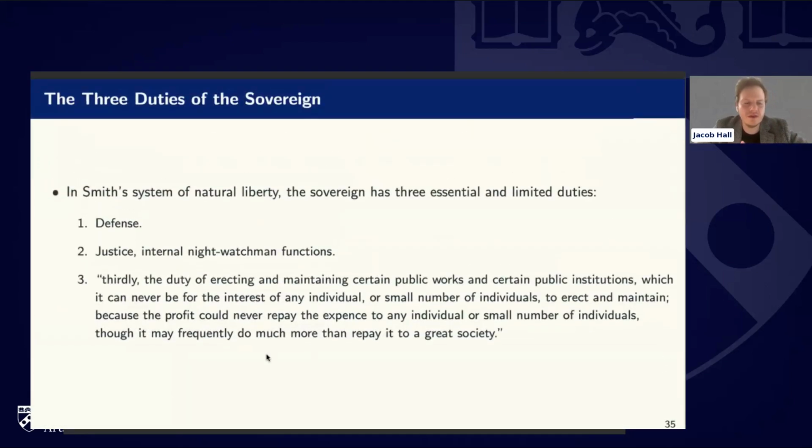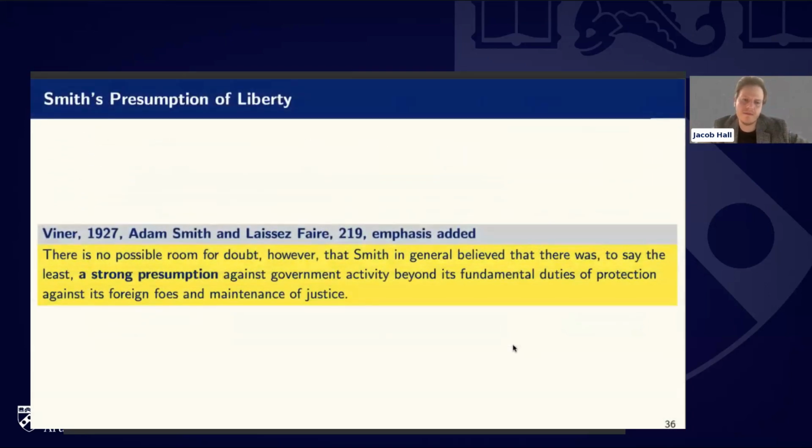This seems quite expansive, and if you were going to read into it, you can really enlarge the powers and size of the state. Whether or not one should do that is a question that's up for debate in the public sphere. Smith has a presumption of liberty, a presumption away from expanding that set that we can throw into the third bucket.